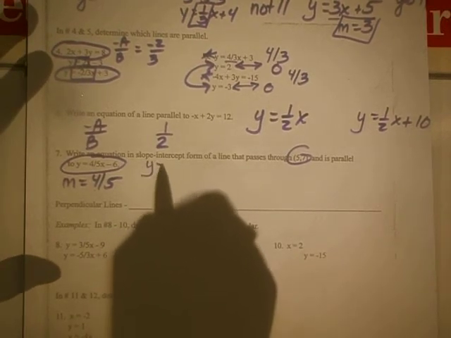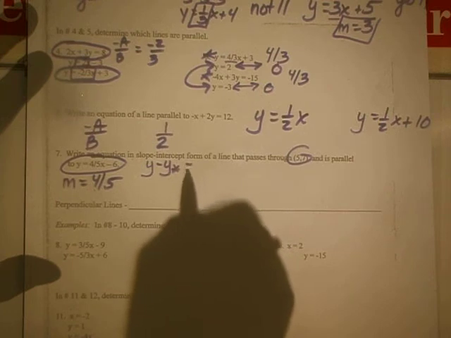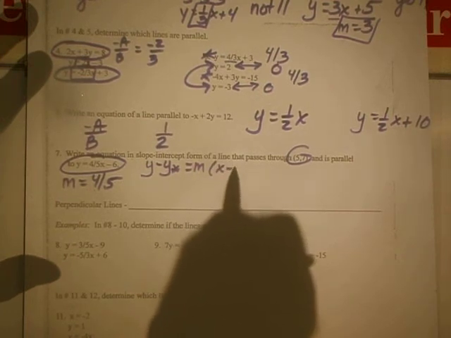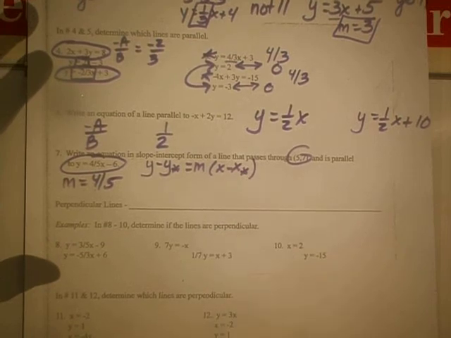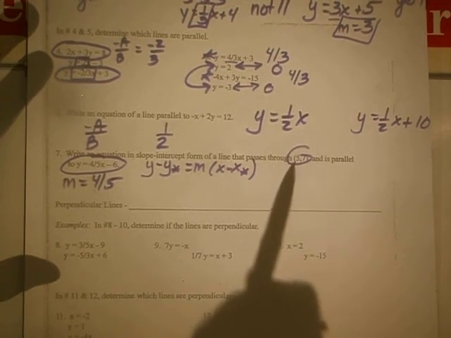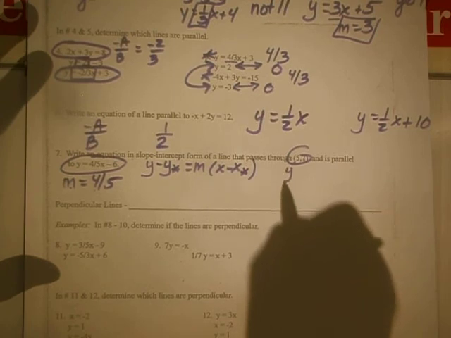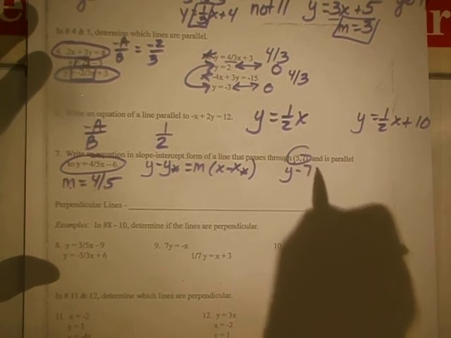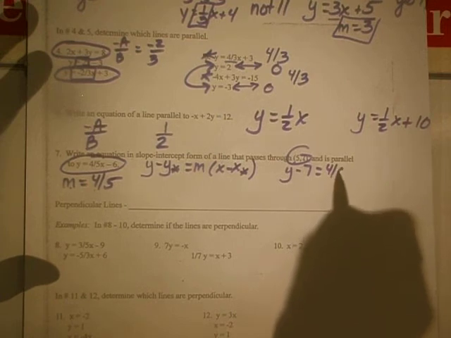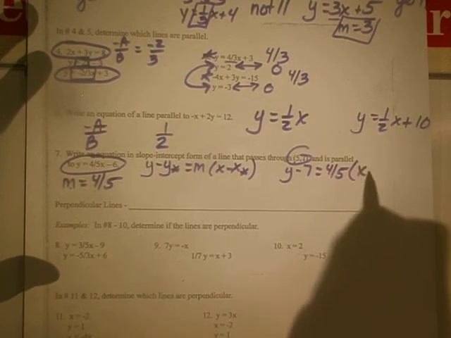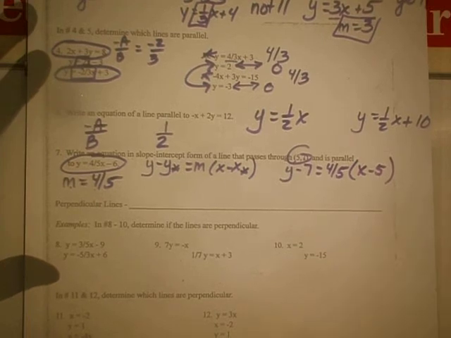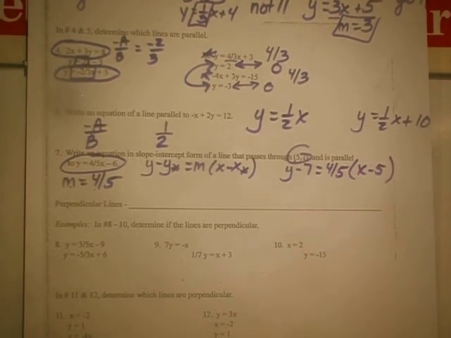Point slope form is y minus y1 equals m times x minus x1. And now we have an x, we have a y, and we have an m that we can substitute in there. If we substitute those numbers in, we will have y minus 7 equals 4/5 times x minus 5. All I did there was substitute in the slope for the m, the x for the x, the y for the y.